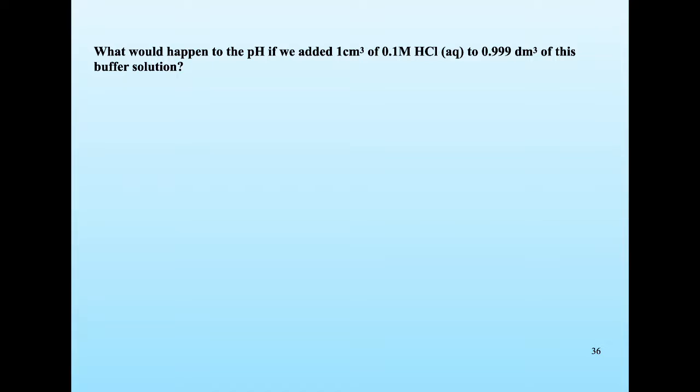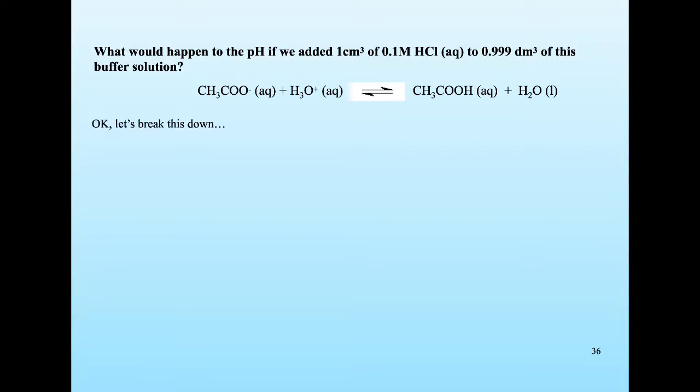Now, we can do a little academic test here and we can say, what would happen if we added 1 centimeter cubed of 0.1 molar HCl to 999 centimeter cubed of this buffer solution? Okay, so we've got a buffer solution that's got a pH of about 4.9. Let's think about what happens if we add acid to this particular buffer solution. How many moles of acid have we added? All of these questions you can freeze and you can try them, and then you can look at the answer that I give. So look at these figures here.